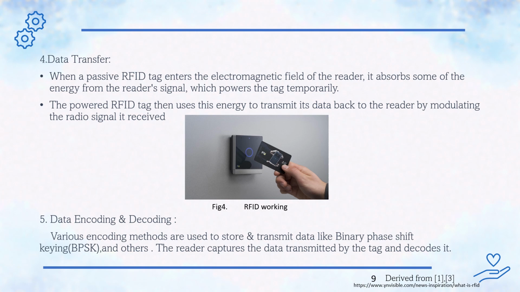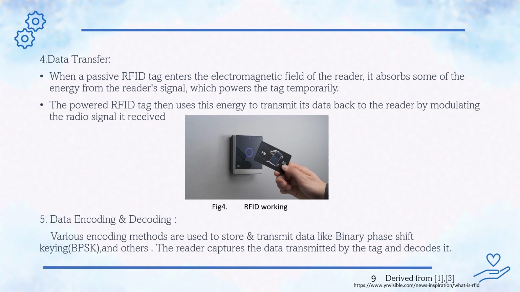So when a passive RFID tag enters the electromagnetic field of the reader, which is compatible with the tag, it absorbs some of the energy from the reader signal, which powers the tag temporarily. The powered RFID tag then uses this energy to transmit its data back to the reader by modulating the radio signal it received.